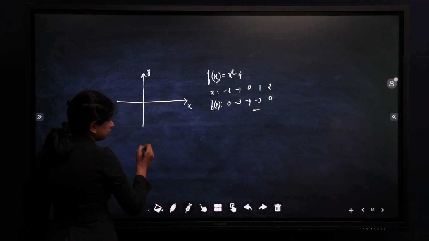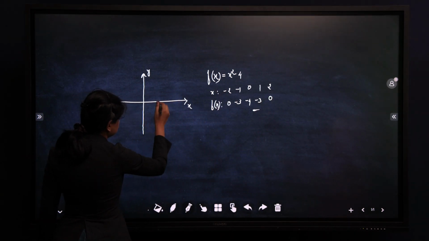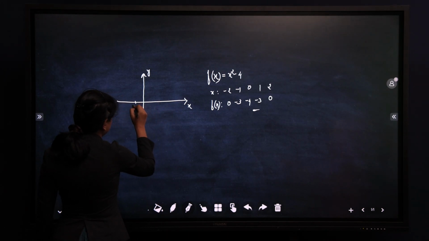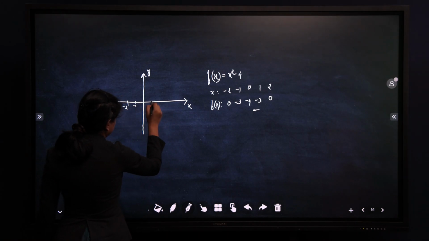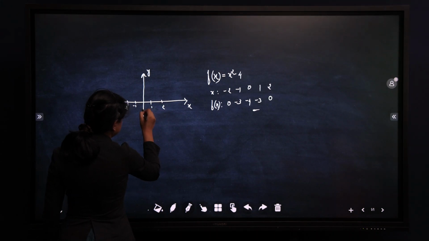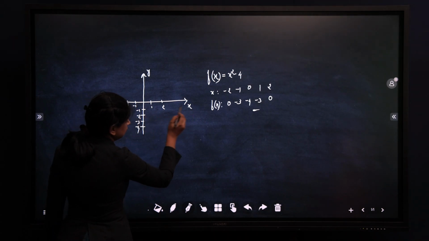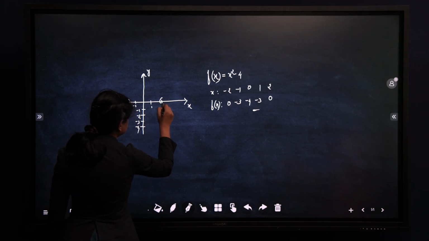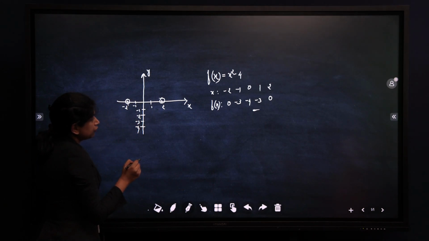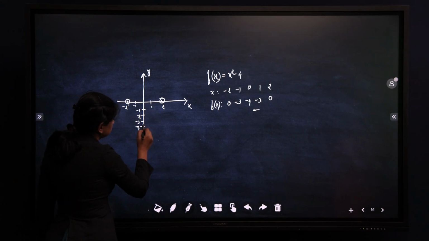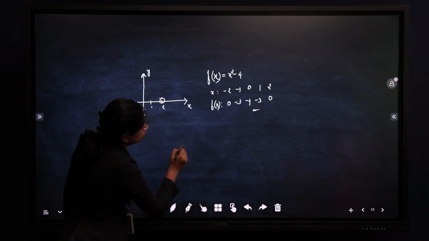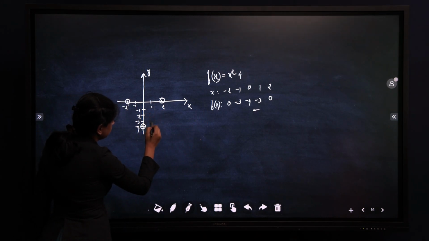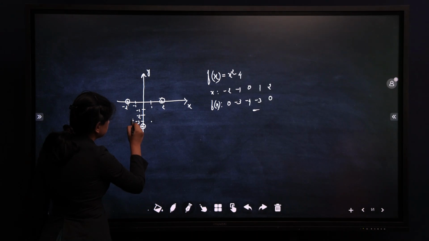Now let us put these values on this graph. You have minus 1, minus 2 on the left, 1, 2 on the right, and minus 1, minus 2, minus 3, minus 4 on the y-axis. For minus 2, the function value is 0, so this is the point. For 2, the function value is 0, so this is the point. For 0, the function value is minus 4. For 1 you have minus 3, and for minus 1 you have minus 3.